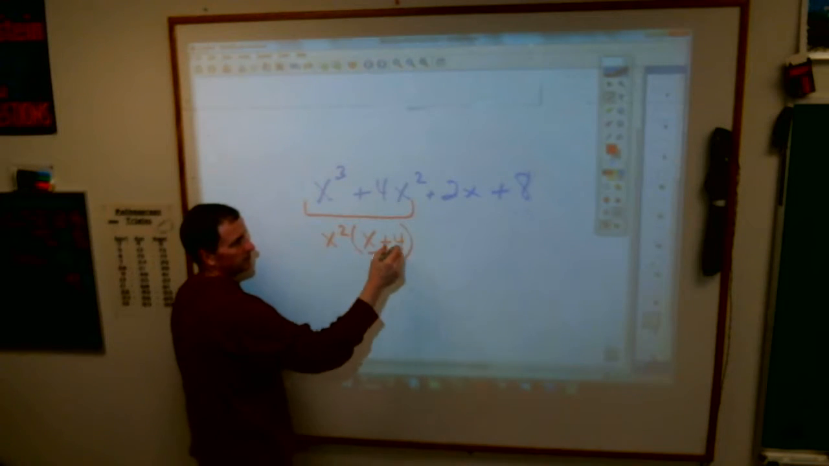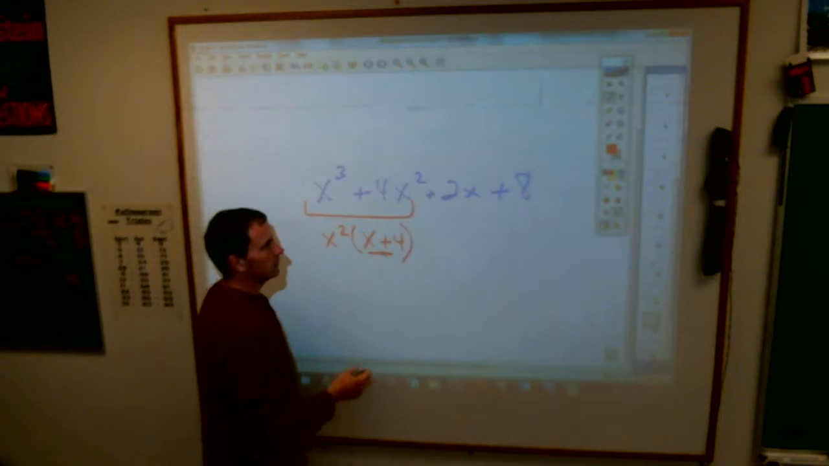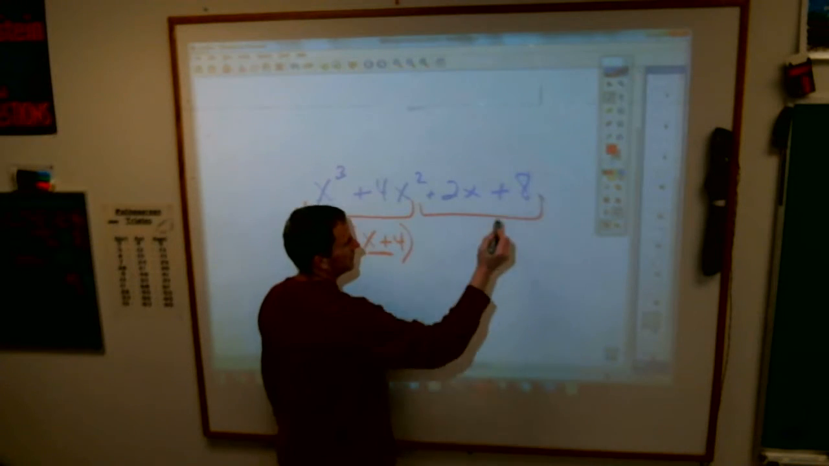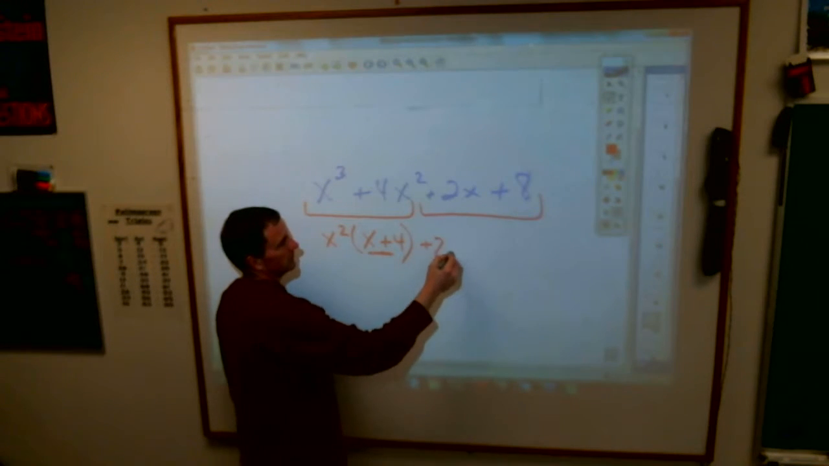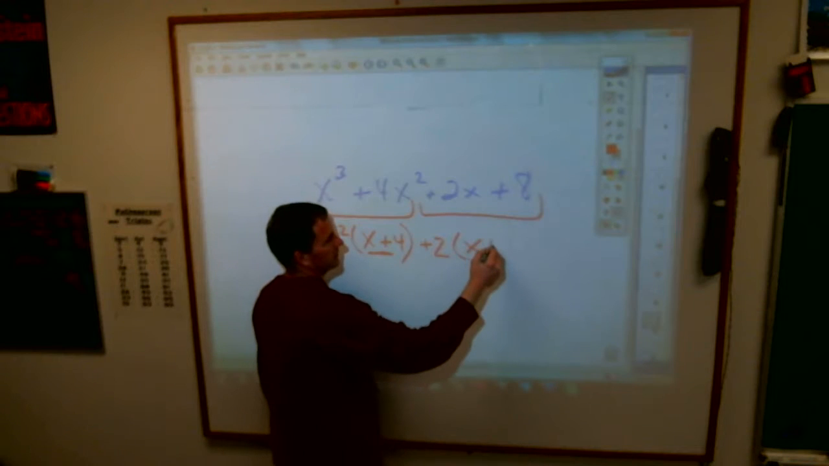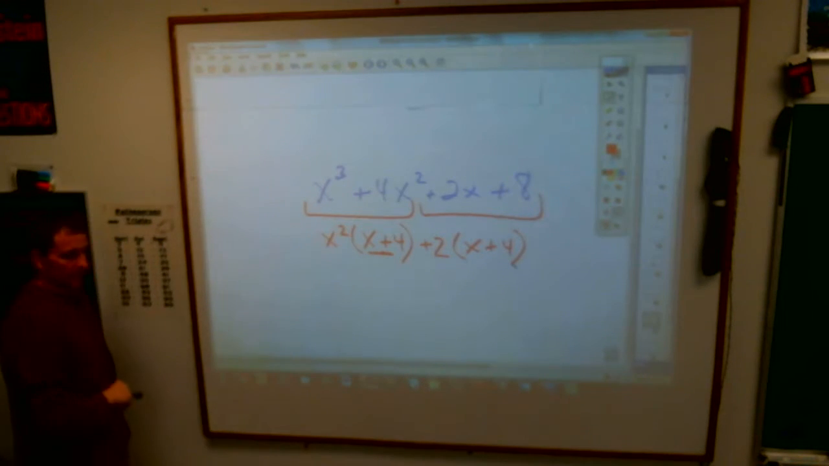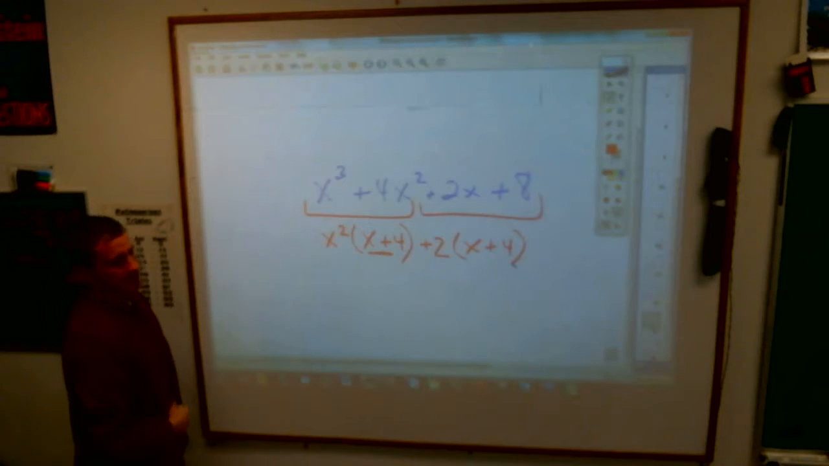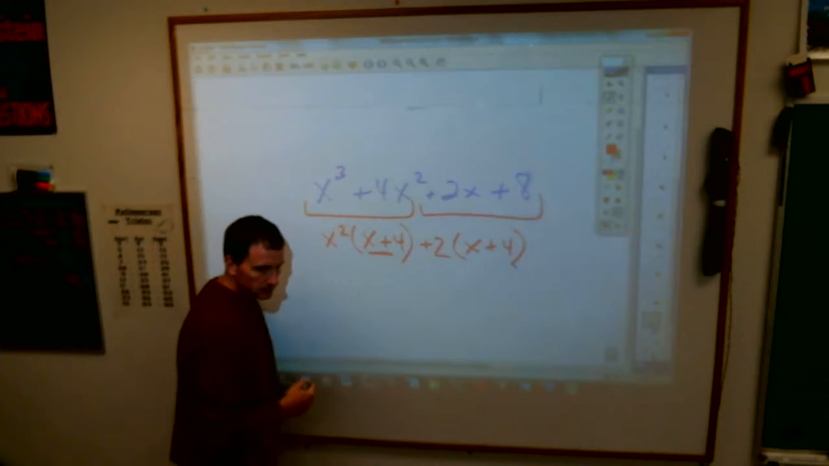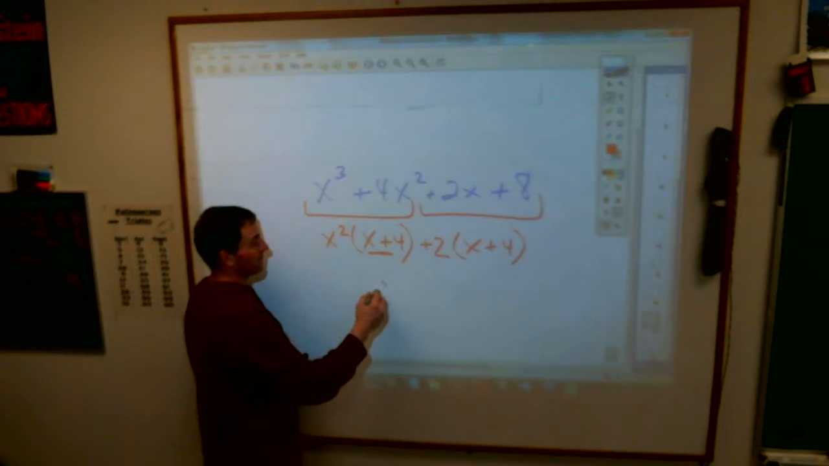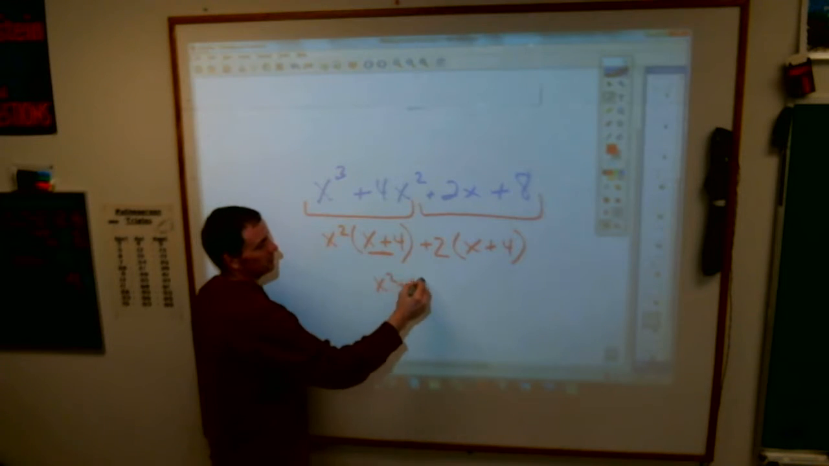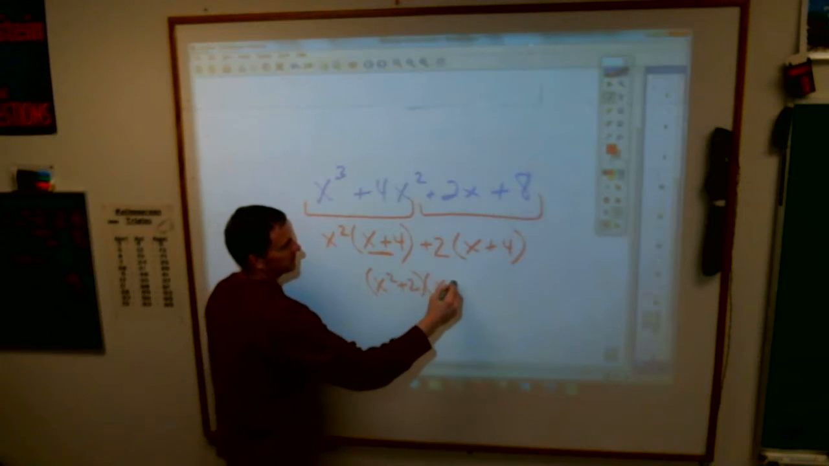Now I'm hoping to get an x plus 4 in the parentheses on the other one too. What can I take out of these two? A 2. And what am I left with? X plus 4. So if that's the case, then I can rewrite this as x squared plus 2 times x plus 4.